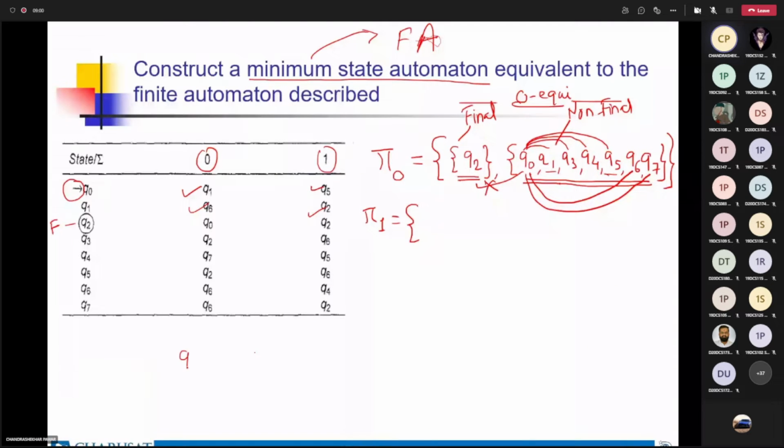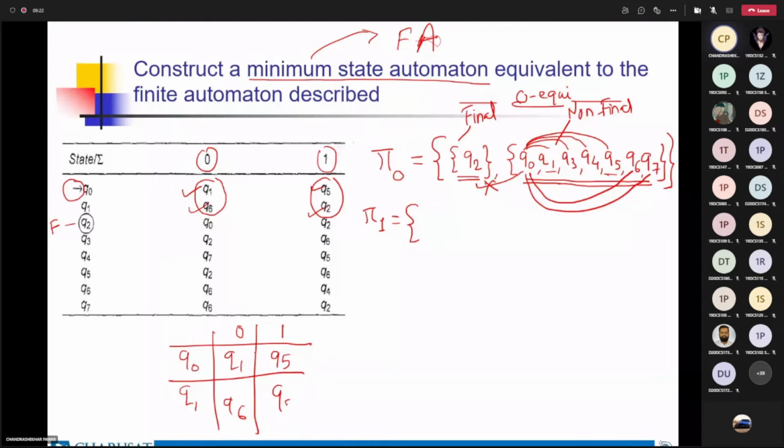Just write down the transitions of Q0 and Q1 for input 0 and 1 from the given table. No need to do any calculation. This transition we have to write down: Q1, Q6, Q5, Q2. Now what I have to check, that Q1, Q6, these two states. Okay, just wait a minute. I just erase this thing now.